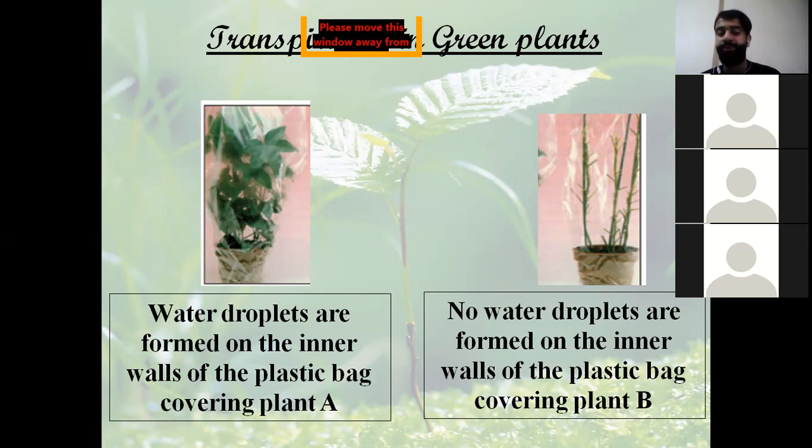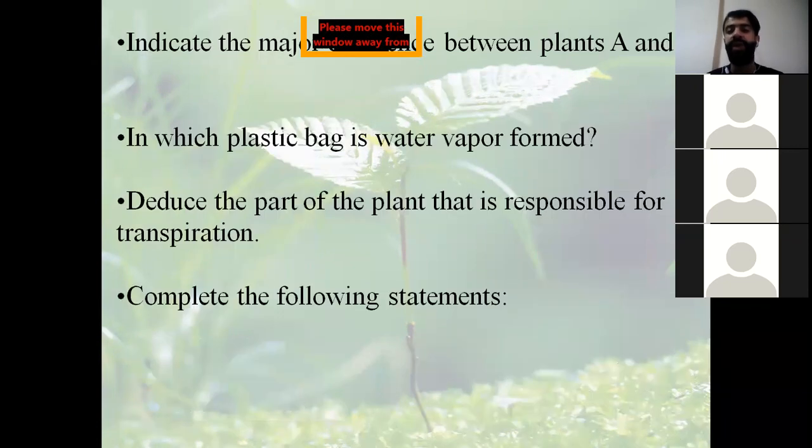So plant A that contains leaves has water droplets, and the second plant doesn't have water droplets since it lacks the leaves. Very good. So here, plant A that has leaves has water droplets on the inner walls of the plastic bag. However, plant B that lacks the leaves doesn't contain water droplets. So how can you explain this? We can explain this by saying that transpiration occurs only whenever we have leaves.